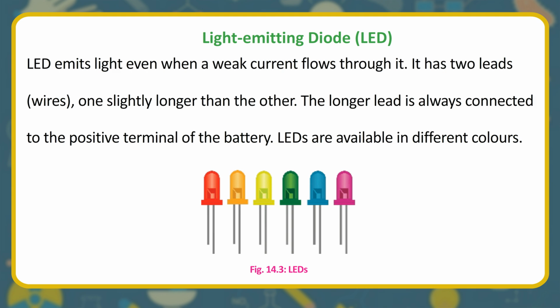Light emitting diode, LED. LED emits light even when a weak current flows through it. It has 2 leads, wires, one slightly longer than the other. The longer lead is always connected to the positive terminal of the battery. LEDs are available in different colors.